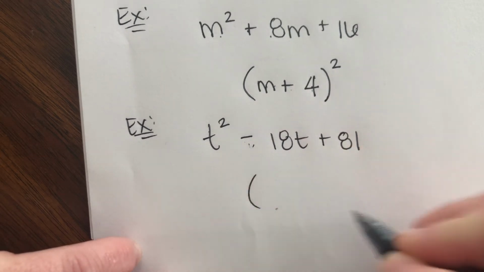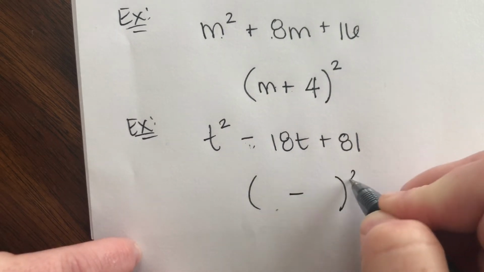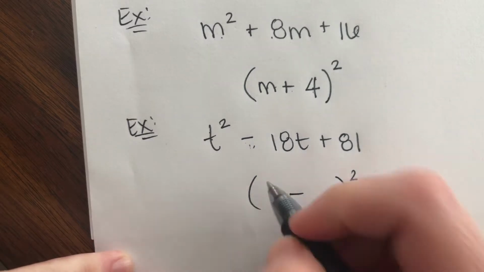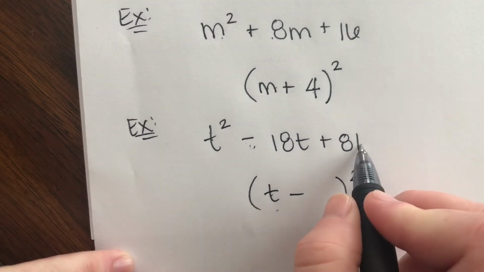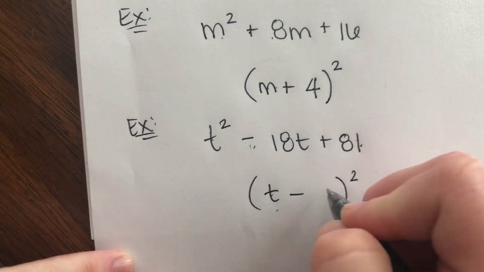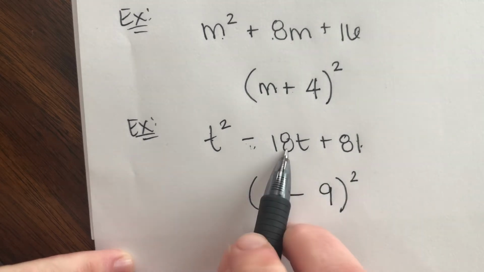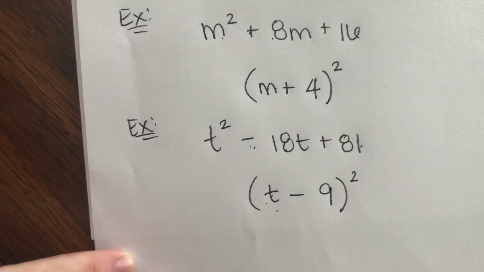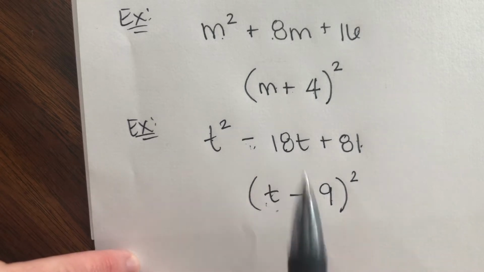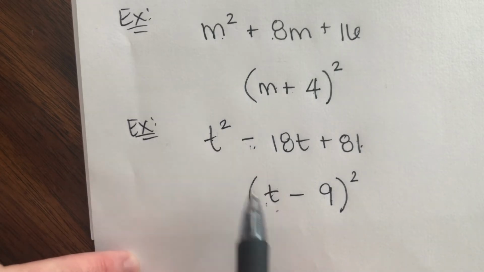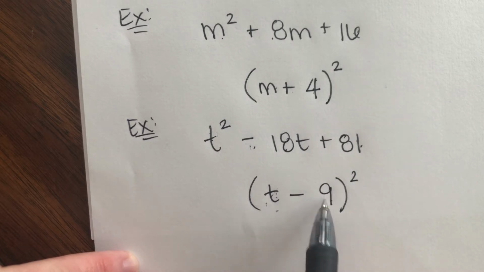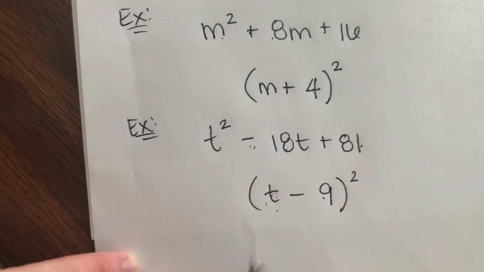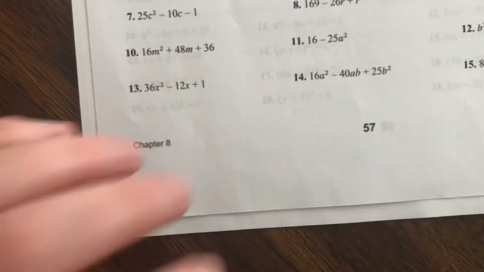Okay, so I'm going to have something minus something, squared. Square root of the first term, square root of the second term, or the last term. Square root of 81 is 9. And the middle term should be first times last times 2. T times negative 9 is negative 9t, times 2 is negative 18t. And that's what I got, right? So if I multiply the square roots together times 2, I should get the middle. Okay, hopefully that's making sense. Let's jump back to the worksheet and do some of these.